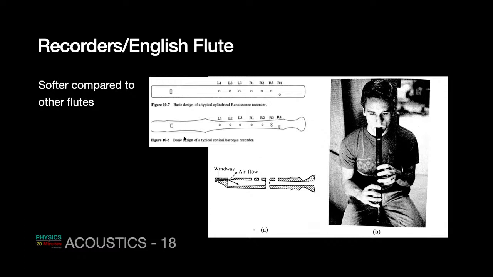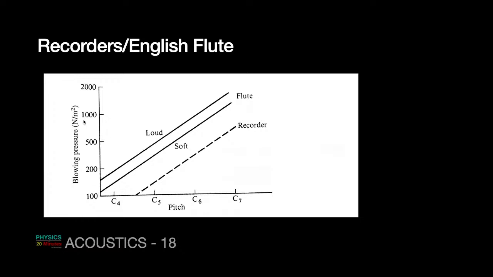A similar phenomenon, you blow from this side, but the holes are a little up, they are not after the halfway mark, they are much above that. Typically it is softer compared to the other flutes. So this is your effort, blowing pressure, versus your frequency or the pitch. So this is a little softer.